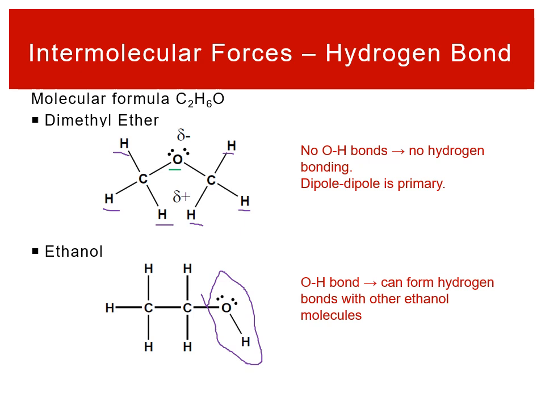So when we look at just the overall molecular formula, we can't diagnose whether or not a molecule can form hydrogen bonds. We would need to look at the Lewis structure. How are the atoms arranged? How are they connected together? And that's going to inform whether or not we can form hydrogen bonds.